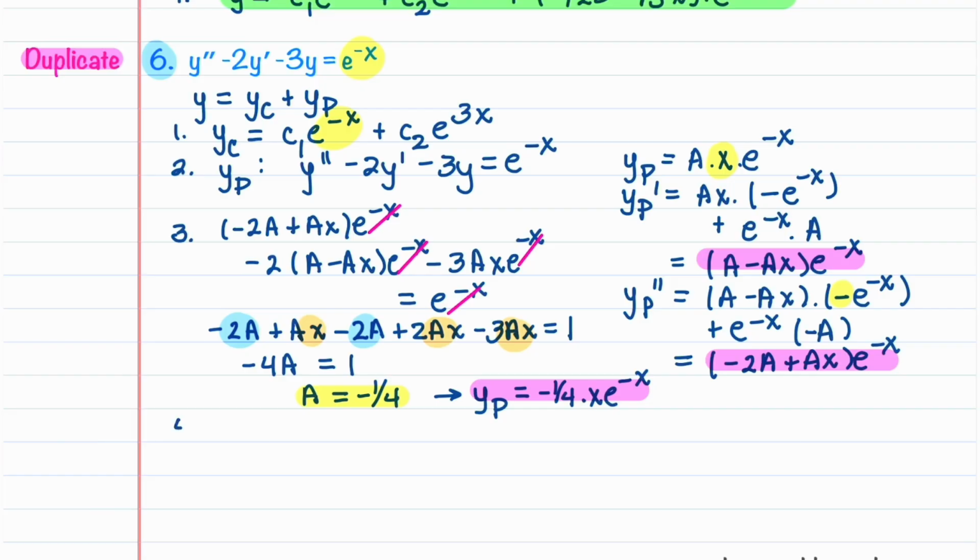And then in step 4, we just copy everything down. Y is equal to yc, which is c1 e to the minus x, plus c2 e to the 3x, plus our particular solution, which is minus 1/4, x e to the minus x. And there's our solution. And that's it. You now know how to use the method of undetermined coefficients to solve second-order non-homogeneous differential equations. You should now be all set to work through some practice problems on your own.